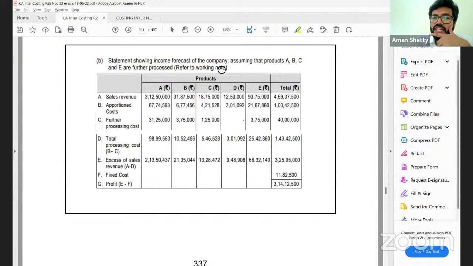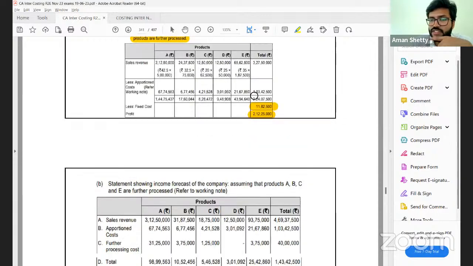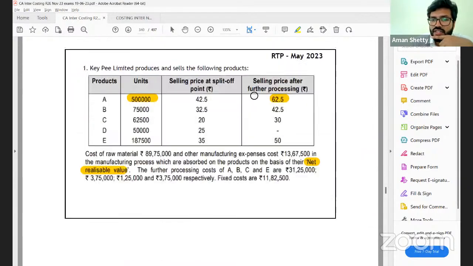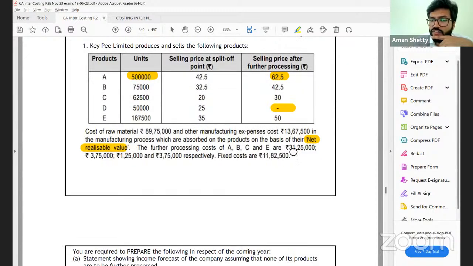Next, statement showing income forecast of the company, assuming that products A, B, C, and E are further processed. Yes, only A, B, C, and E, because D is not further processed. Correct? Check the question here. There is no sale value here, and even the cost is not given for D. It's only for A, B, C, and E.